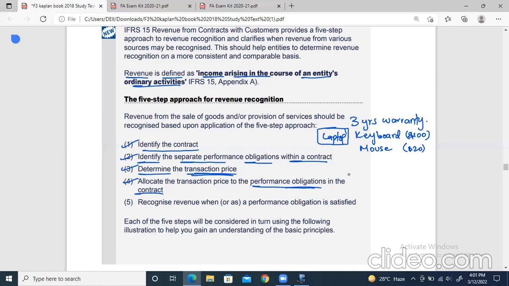So you see that the company selling the laptop is satisfying 4 separate performance obligations. The first obligation is selling the laptop itself. The second obligation is the 3 years warranty. The third one is the keyboard, and the fourth one is the mouse, right? All of these things are combined into a package, and you just have to pay one price. That one price is allocated by the accountant, whose responsibility it is to allocate it.